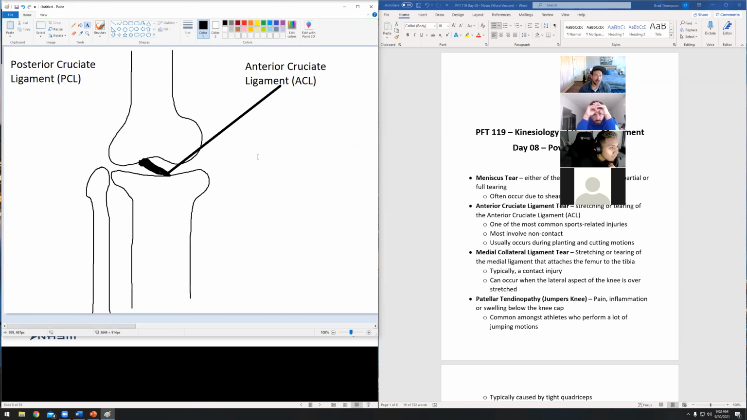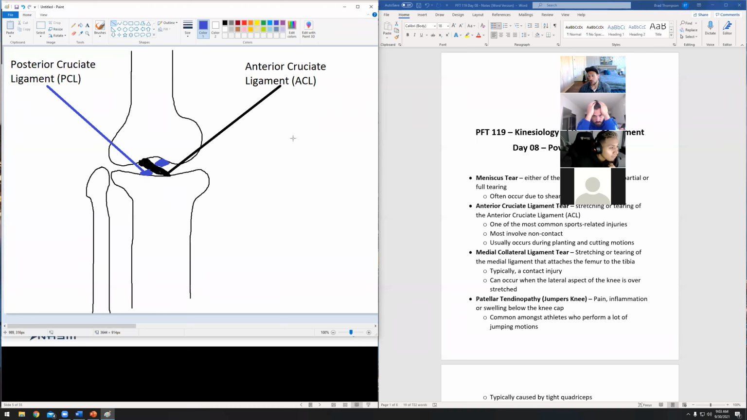So the PCL is going to be behind. I'll do this one in dark blue here. And that one runs from the medial side over to the lateral side behind your ACL, right? So it's going to pick up over here and grab. Okay. So there you go. That's the PCL ligament.